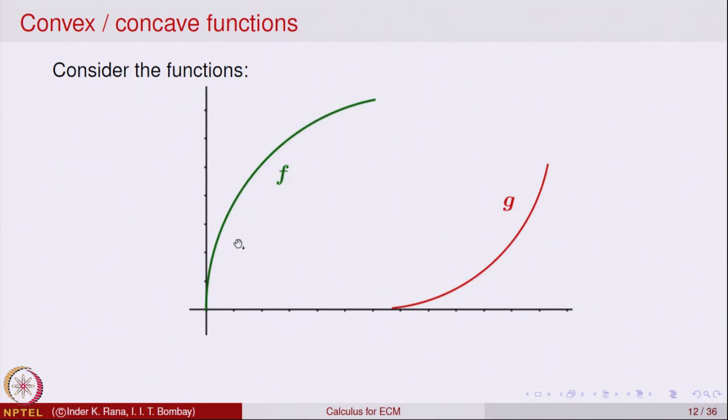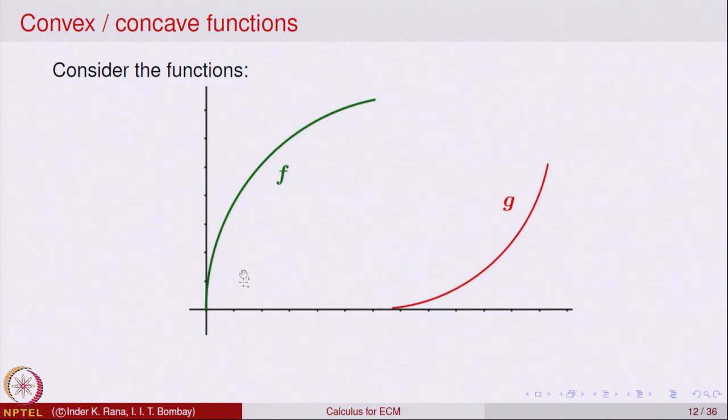This function f is increasing. As you move from left to right, the graph of the function is rising, and the same is happening for the function g. As you move from left to right, the graph of this also is increasing, is also moving upwards. So, both these graphs are graphs of differentiable functions and both are increasing, but still there is a categorical qualitative difference between the graph of f and the graph of g. And what is the difference?